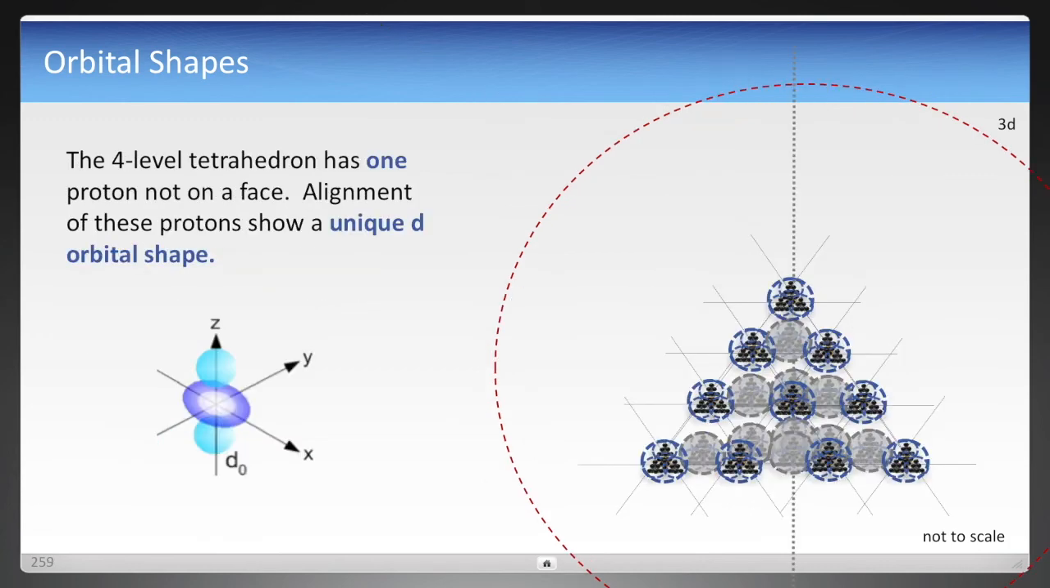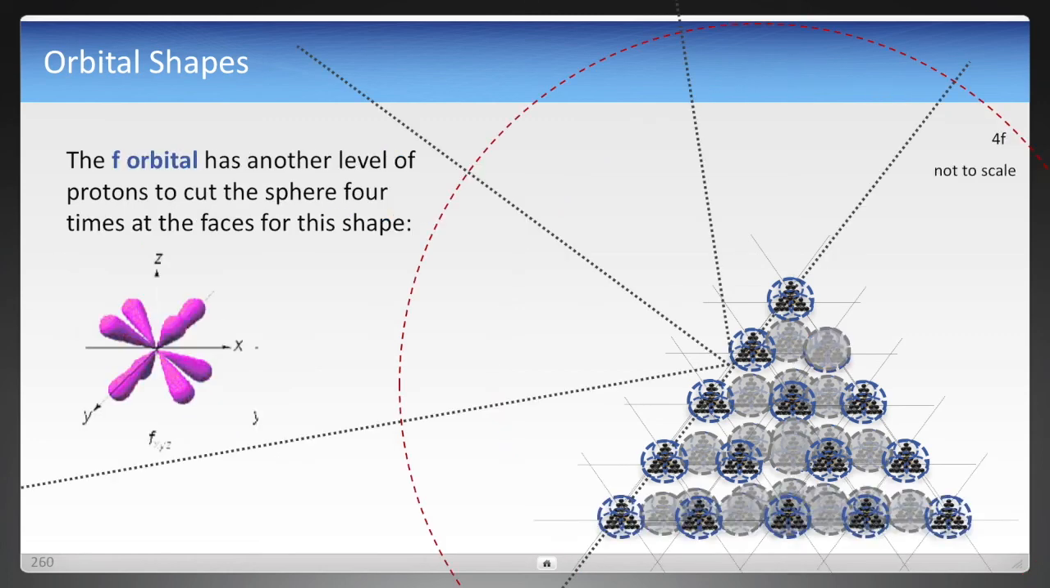And the same, oh sorry, one more thing. The d orbital also has a unique shape here. And that's because if you look at a 4-level tetrahedron, there is one proton that's not on the face. It's at the very center of the bottom row of a tetrahedron. And that results in one d orbital that has a unique shape. This doesn't have the clover pattern like the other one does.